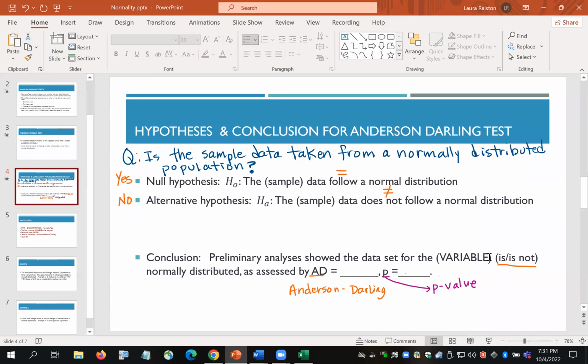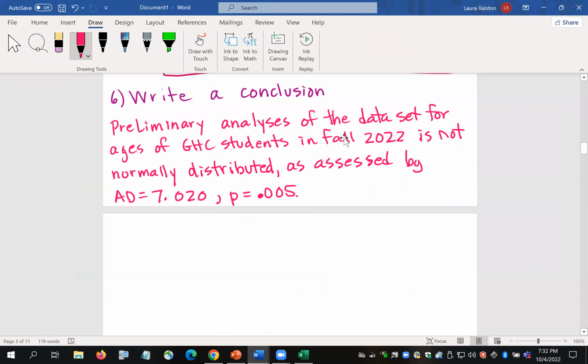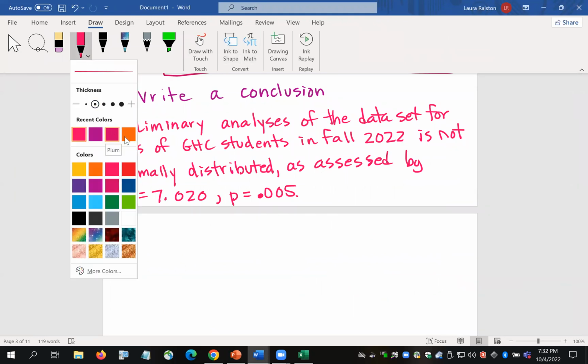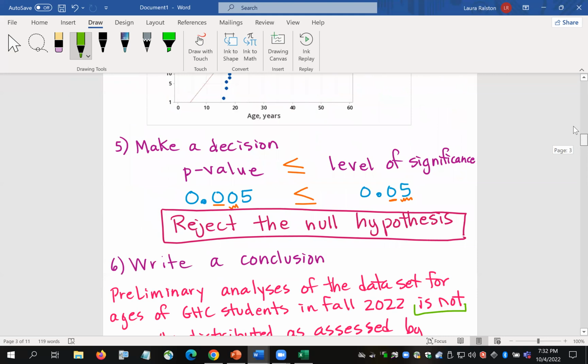Guys, I wrote this sentence. I added in the variable. When you add in the variable, put in the details. Who, where, what, when. And then I had to choose between is and is not. And we had determined it was not. So we used the phrase is not. Questions?